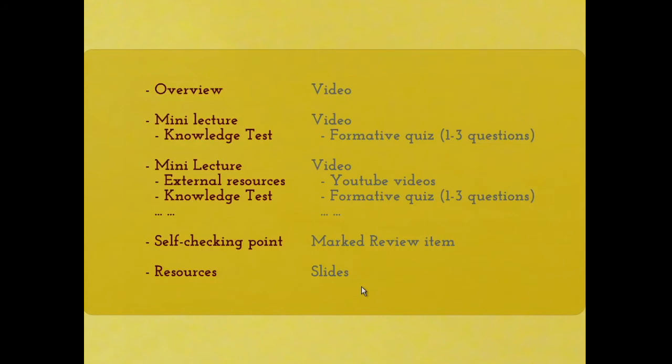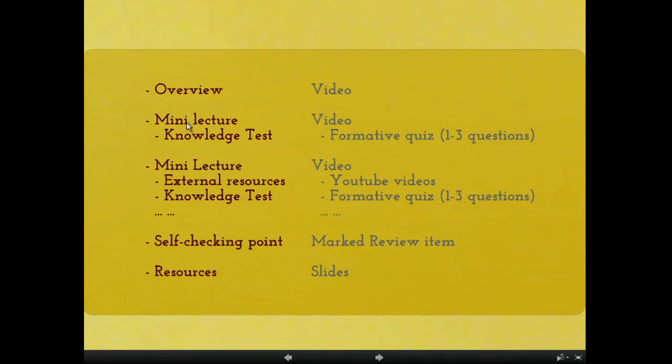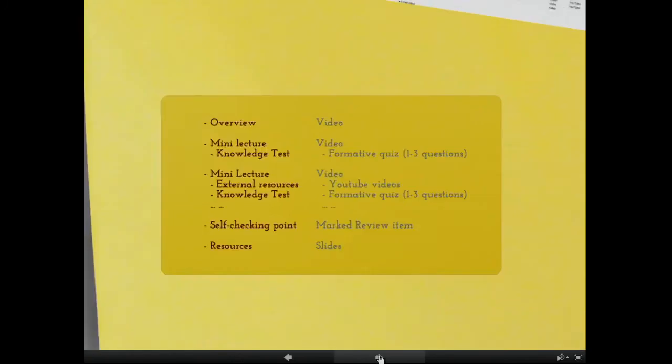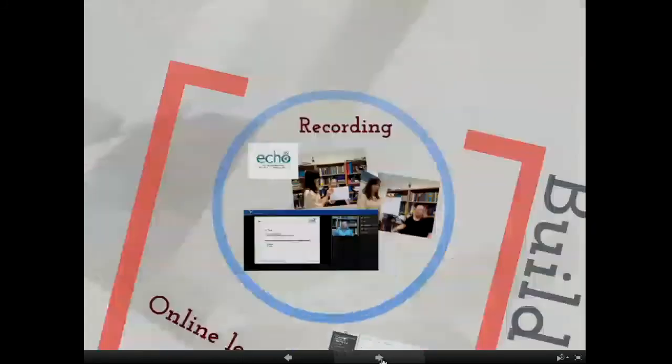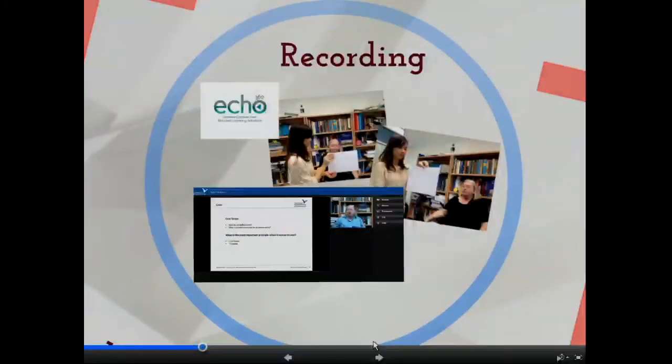And it's sort of like, translate that topic planner into a format. It looks slightly like that. You have an overview as a video format, a mini lecture as a video format, a knowledge test as a formative quiz with 1 to 3 questions. And by the end of each learning module, we give students a self-checking point, and then we give them resources. So that is the plan for one topic, and then we plan for 10. We did 10. 12. No, we did 10.